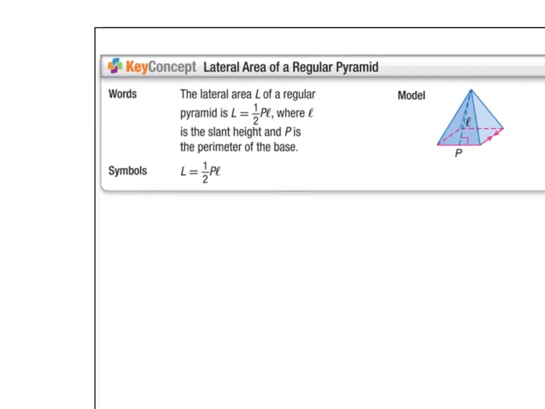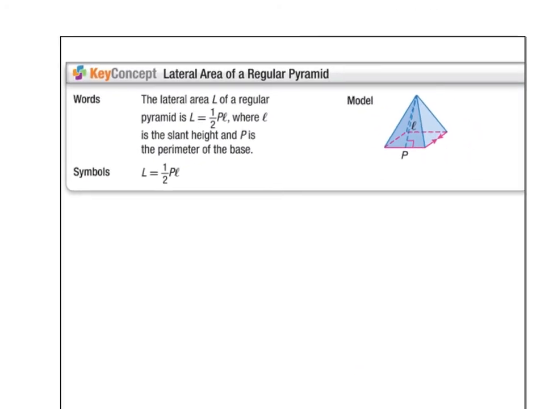All right, and here is our formula. To find the lateral area, we're going to take the perimeter of the base multiplied by the slant height divided by 2. You'll see it right here represented with the 1/2 out front, but again, this means the same thing. And again, this lowercase cursive L means slant height.